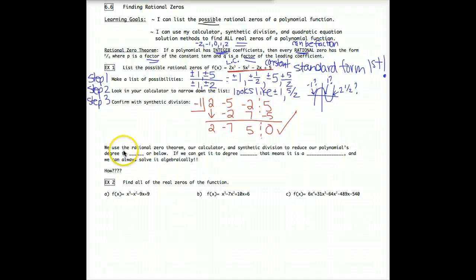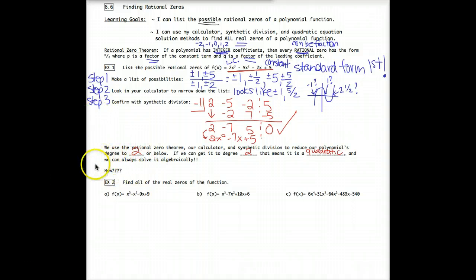Now, when we use the rational zero theorem, our calculator, and synthetic division, what that does is reduce our polynomial's degree to 2 or below. We need to get it down to degree 2 or less. This started as degree 3, so this right here represents 2x squared minus 7x plus 5. So we have reduced it to degree 2 or below. If we can get it down to degree 2, the polynomial that remains is a quadratic, and we can solve the quadratic algebraically.